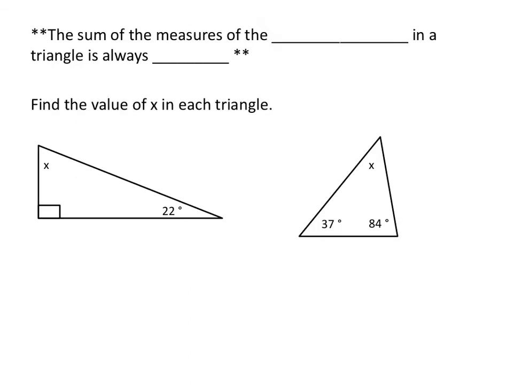Another thing you should know about triangles is that the sum of the measures of the angles in a triangle is always 180 degrees. So using that information, we can find the value of x, or the missing angle measure, in a triangle. So for example, if we look at our first triangle, we have an x, we have a square, which means 90, and a 22.